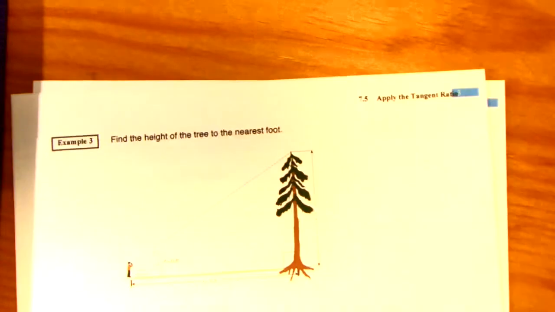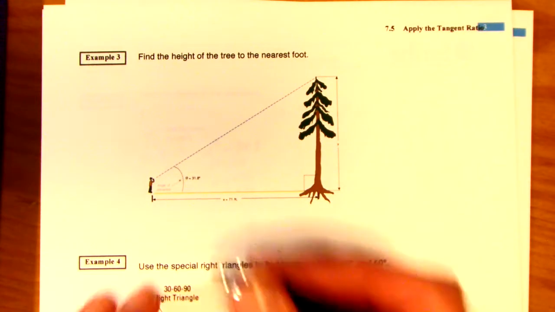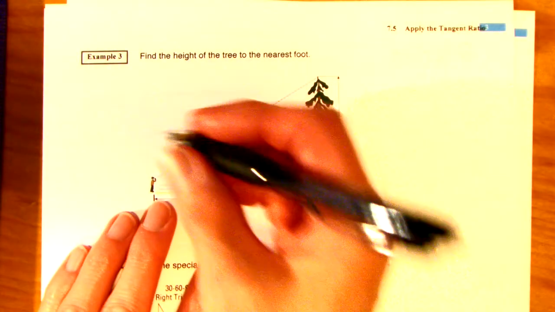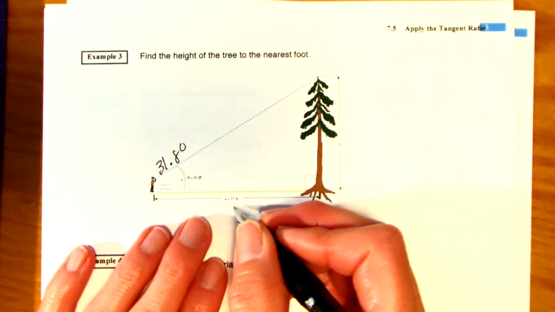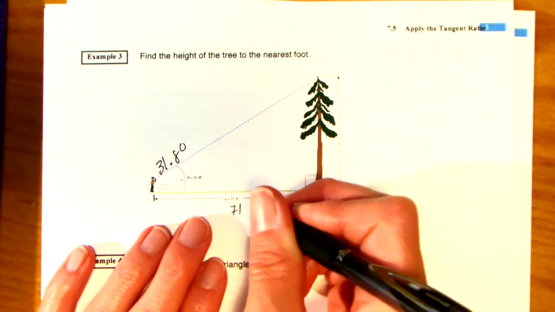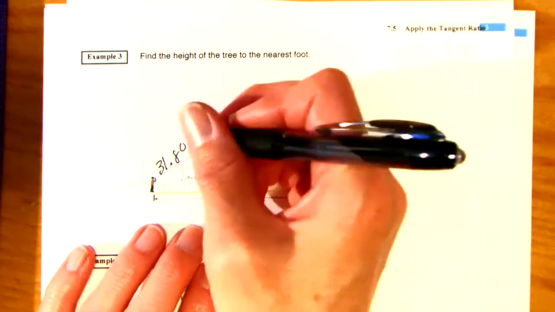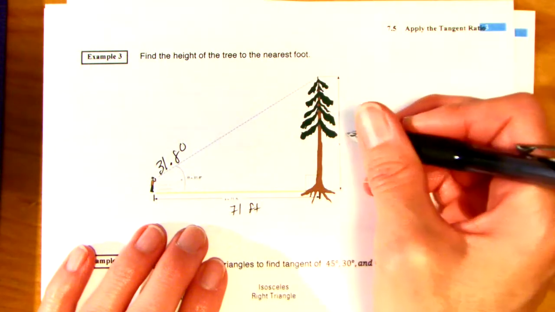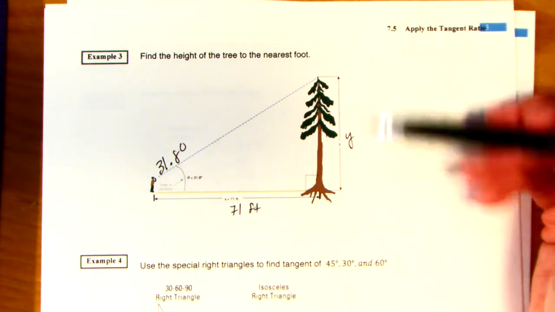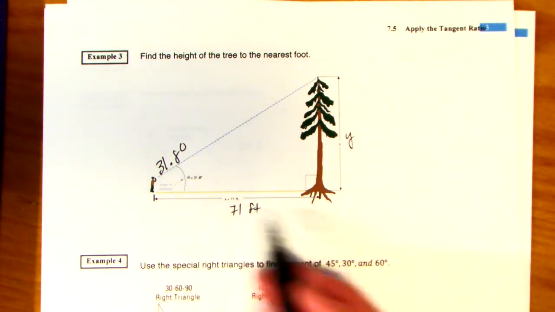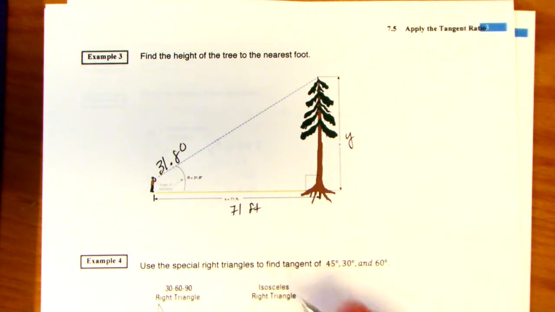Let's find the height of a tree. Find the height of a tree to the nearest foot. I'm going to help you out. This angle is 31.8. This is 71 feet. And we don't know the height of the tree. When it's a vertical distance, I like to call it y, kind of like the y-axis. If we were looking for the horizontal distance, I would call that x, for like the x-axis.